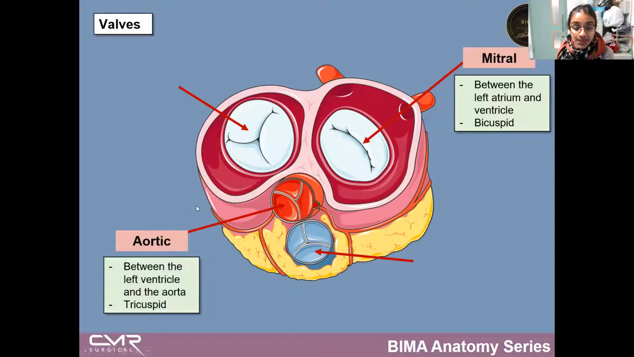Then we've got the aortic valve, also on the left side of the heart, where blood passes through it from the left ventricle into the aorta, and it's tricuspid.